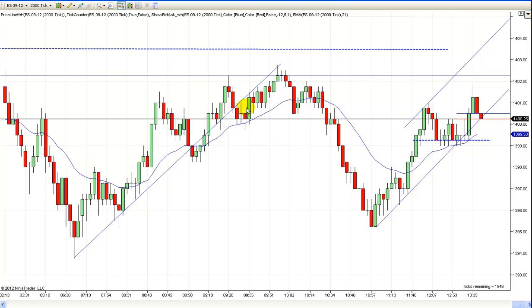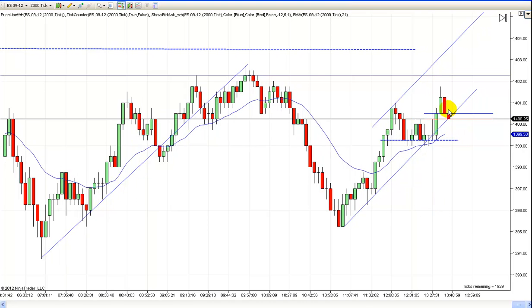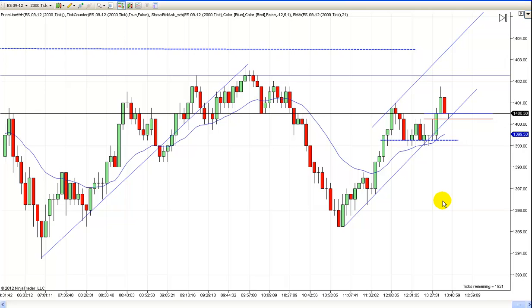I really didn't like entering here. I don't like that setup, and you see it didn't go far before it sold off. And look, we did tick lower here. Let's see if we're going to bounce and go higher again, or if that's going to do it. We'll just have to see.